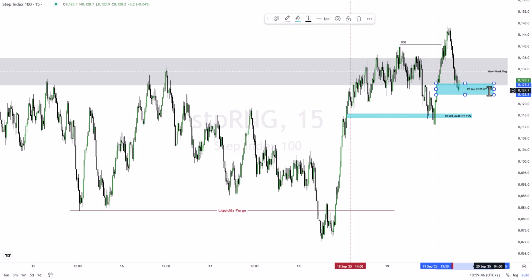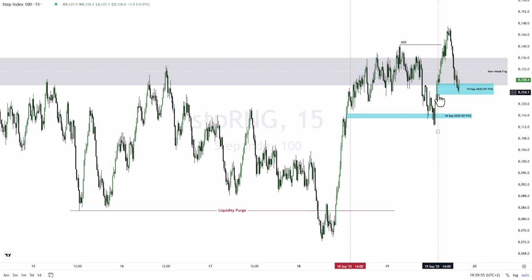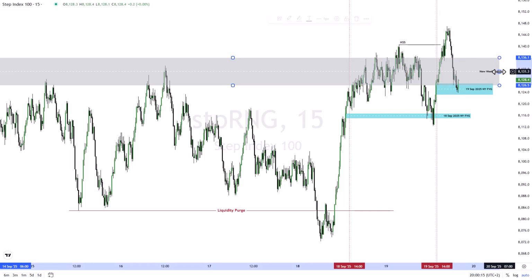I talked about PD arrays that support the higher time frame new week fair value gap. Which fair value gap is closer between these two? Which one is closer to the new week fair value gap? This New York fair value gap is nested with the new week fair value gap. So we use PD arrays that are in close proximity with our higher time frame key PD array.